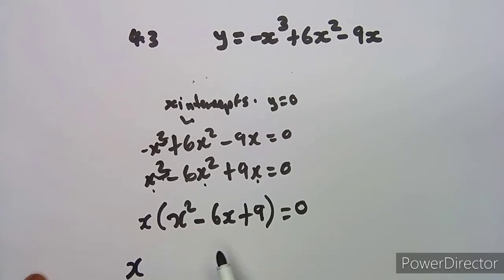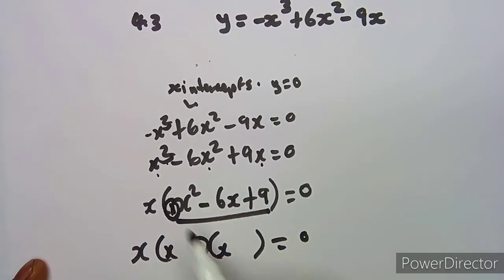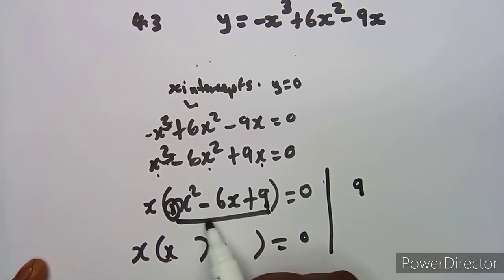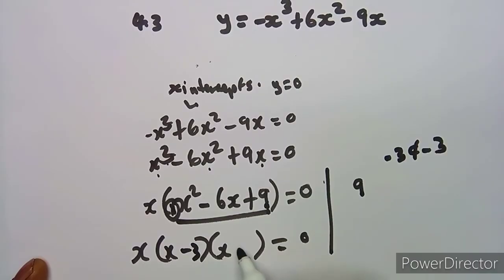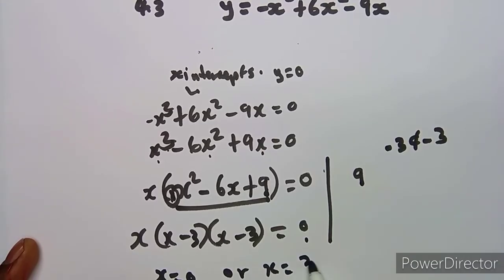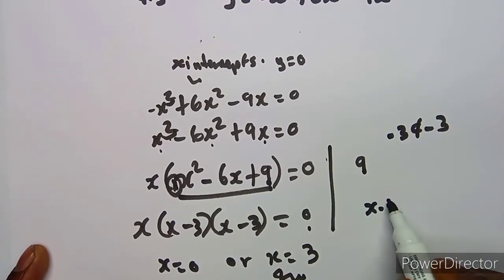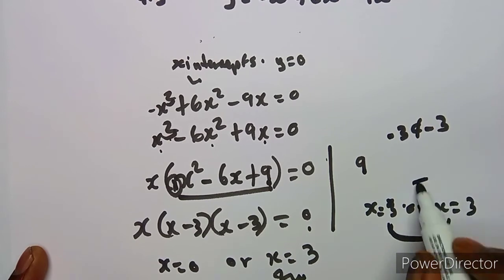So x, then we can actually factorize this, just open two brackets here. I've got x and x, since the coefficient of x squared is a 1 here. So what are the numbers that multiply to give us 9, but when you add, give us minus 6? So it's minus 3 and minus 3. So that means x is equal to 0 or x is equal to 3. But this 3 shows something here because it's supposed to be x is equal to 3 or x is equal to 3. So this shows us that this is a solution and it's also a turning point.